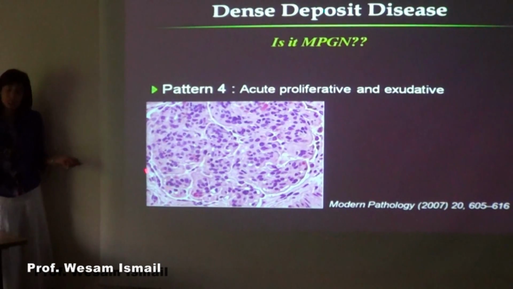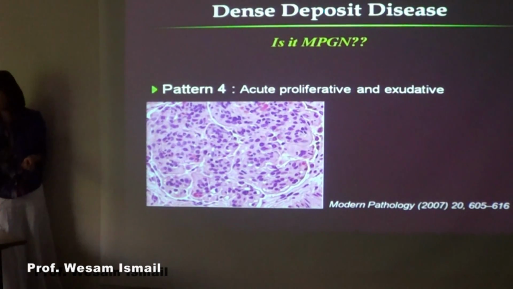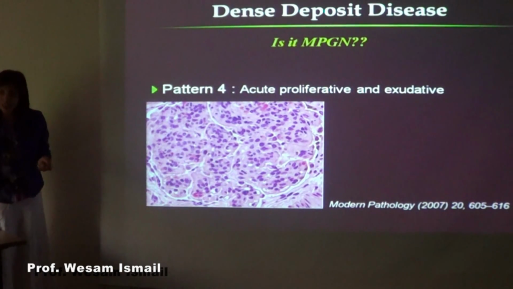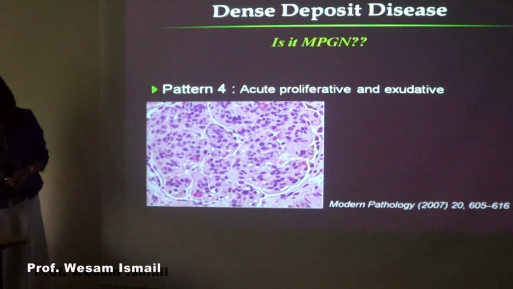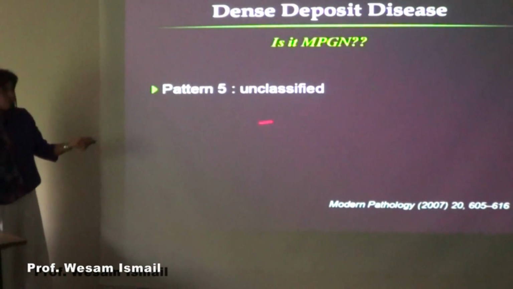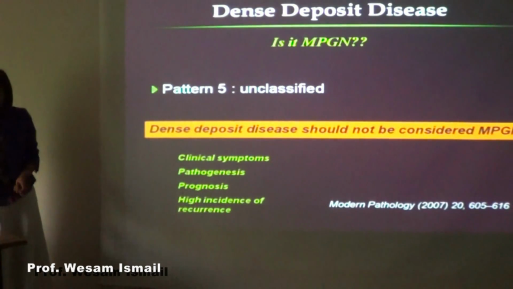Pattern number 4 actually presented as a post-infectious glomerulonephritis. And this is also a disease in children, and this is an acute proliferative and exudative, and this is the one Dr. Hussein commented on, and I'm going to say later on, this is the case Dr. Hussein just showed and said that these patients, when they did not respond, they diagnosed them as C3 glomerulopathy. And pattern 5, which was unclassified.